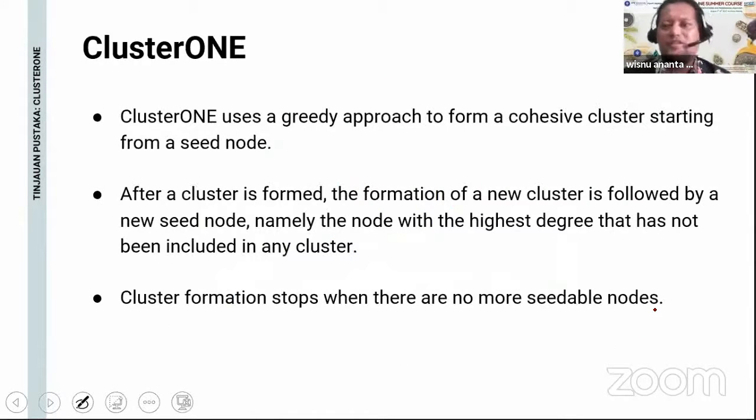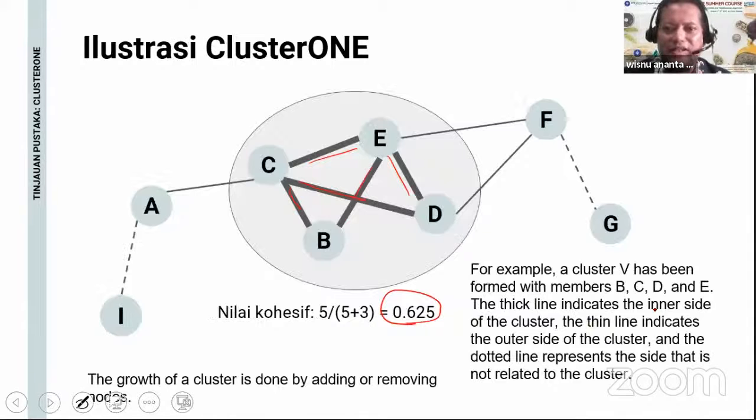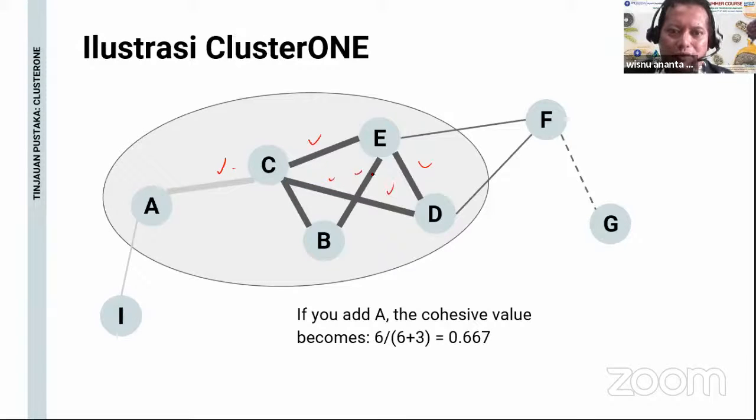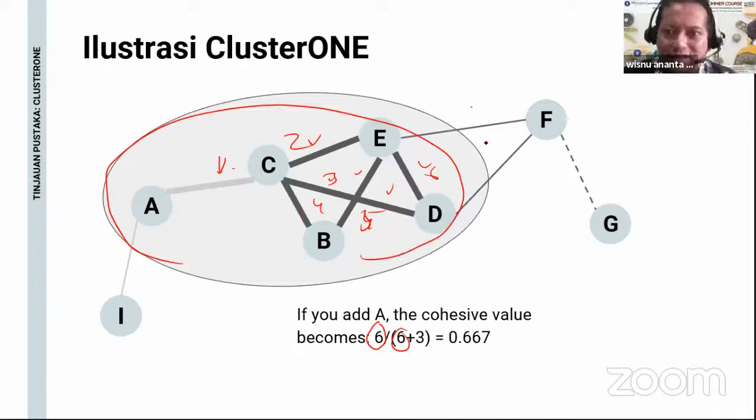So the first initial cluster, we assume that C, E, and B, D are in the same cluster. So we can calculate the cohesiveness value as 0.6. And then we extend to A. From this, we have an inner cluster of 1, 2, 3, 4, 5, 6. So the inner cluster is 6, and the outer cluster is 1, 2, 3.